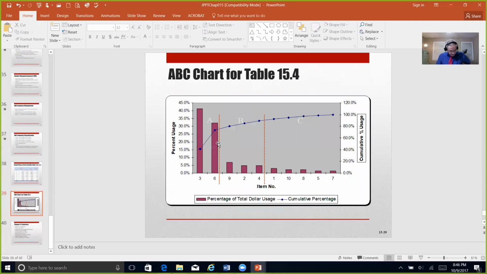So you can see that item number 3 and item number 6 are classified as A and take up the greatest percentage of use, and as a result have the greatest percentage of total dollar usage as well. That's just a graphical representation.